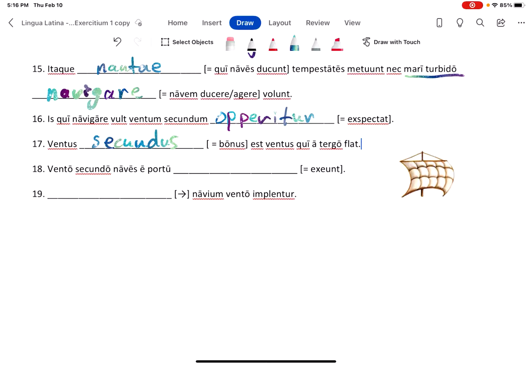Number 18, vento secundo naves e portu egrediuntur. And this is another one that is deponent, so it means that the ships exeunt, ex portu, when there's a ventus secundus. 19, blank navium vento implentur. Vela navium vento implentur. Right, the sails of the ships are filled with what? Vento.